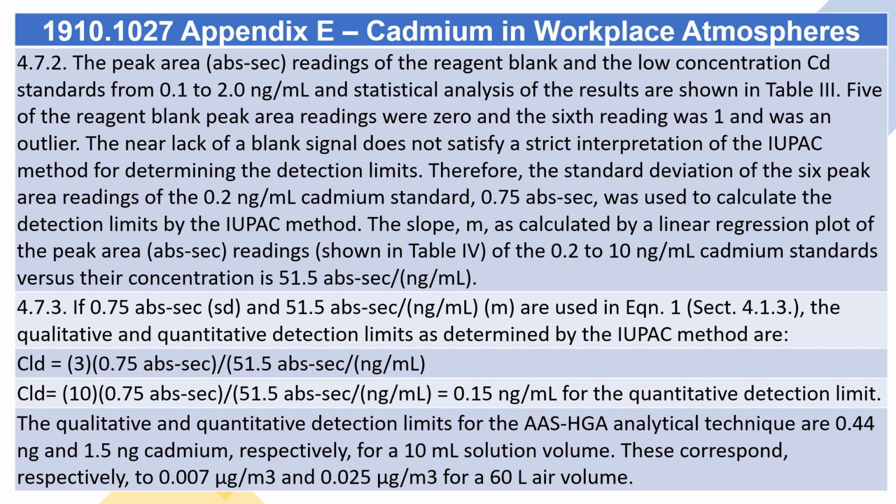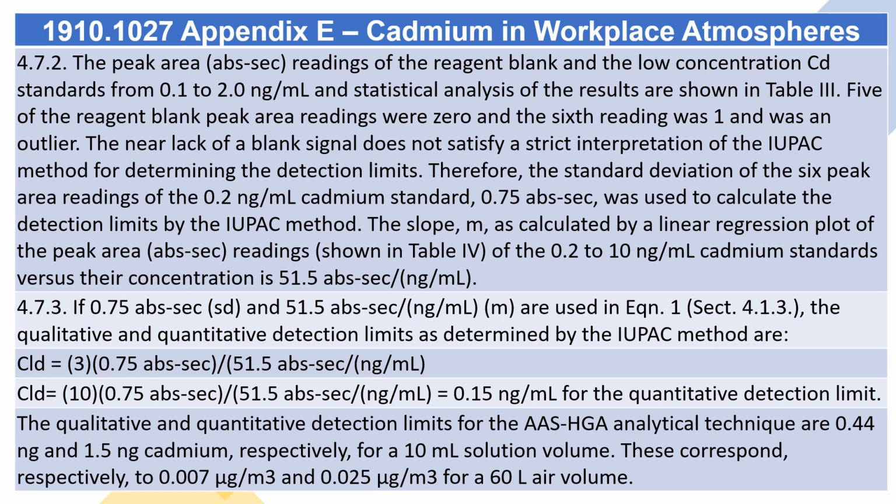detection limits. Therefore, the standard deviation of the 6 peak area readings of the 0.2 nanograms per milliliter cadmium standard, 0.75 ABS/SEC, was used to calculate the detection limits by the IUPAC method. The slope, m, as calculated by a linear regression plot of the peak area, ABS/SEC, readings, shown in Table 4, of the 0.2 to 10 nanograms per milliliter cadmium standards versus their concentration is 51.5 ABS/SEC/ng/ml.